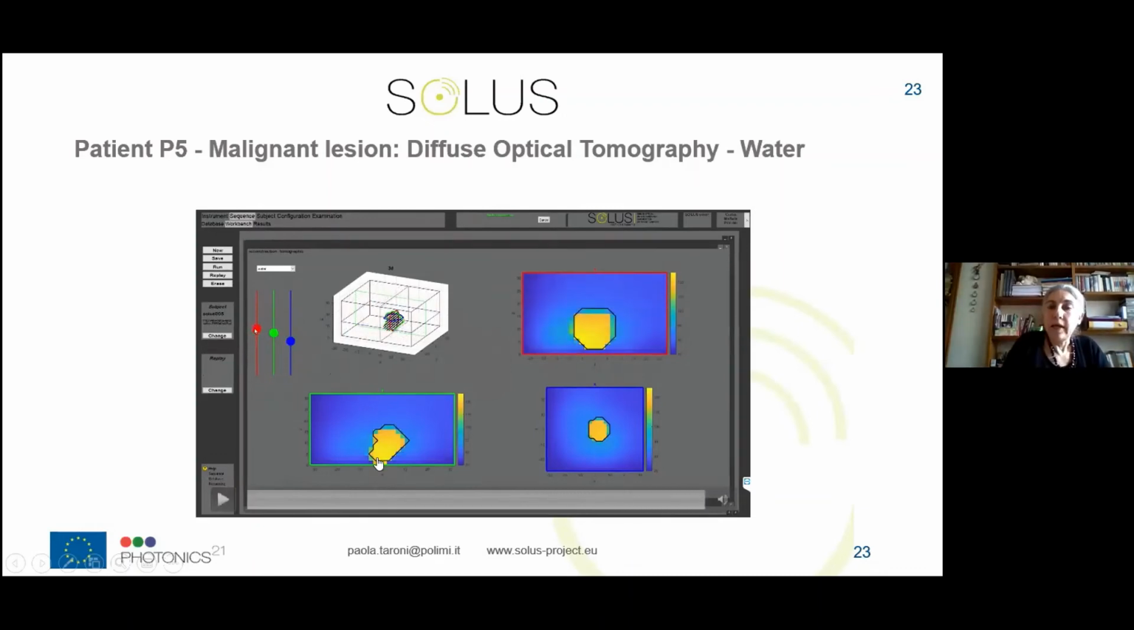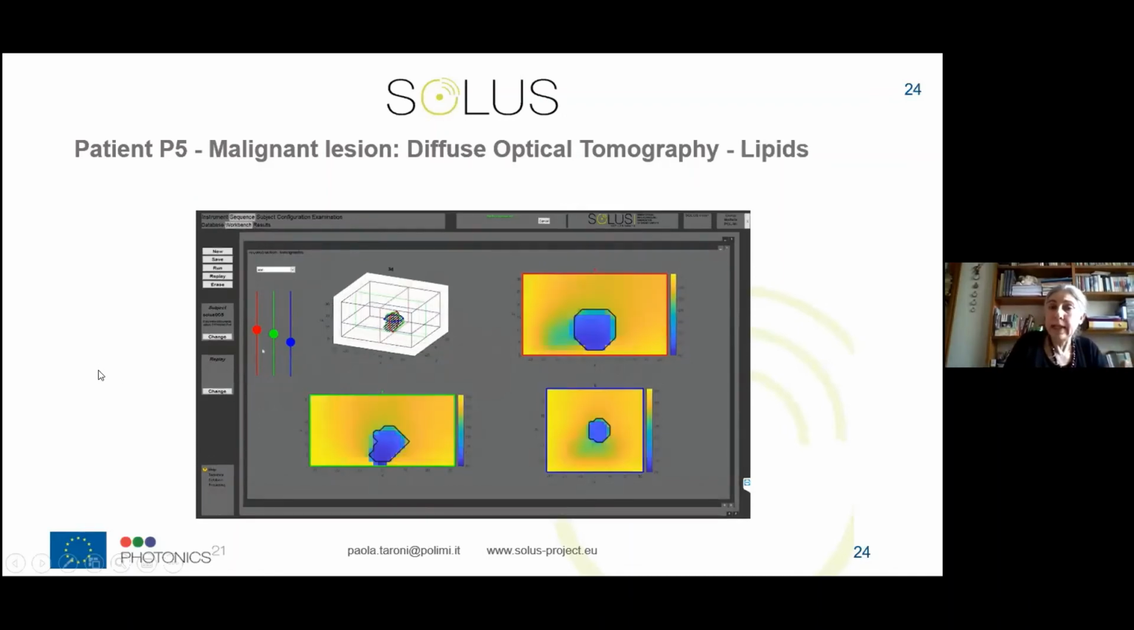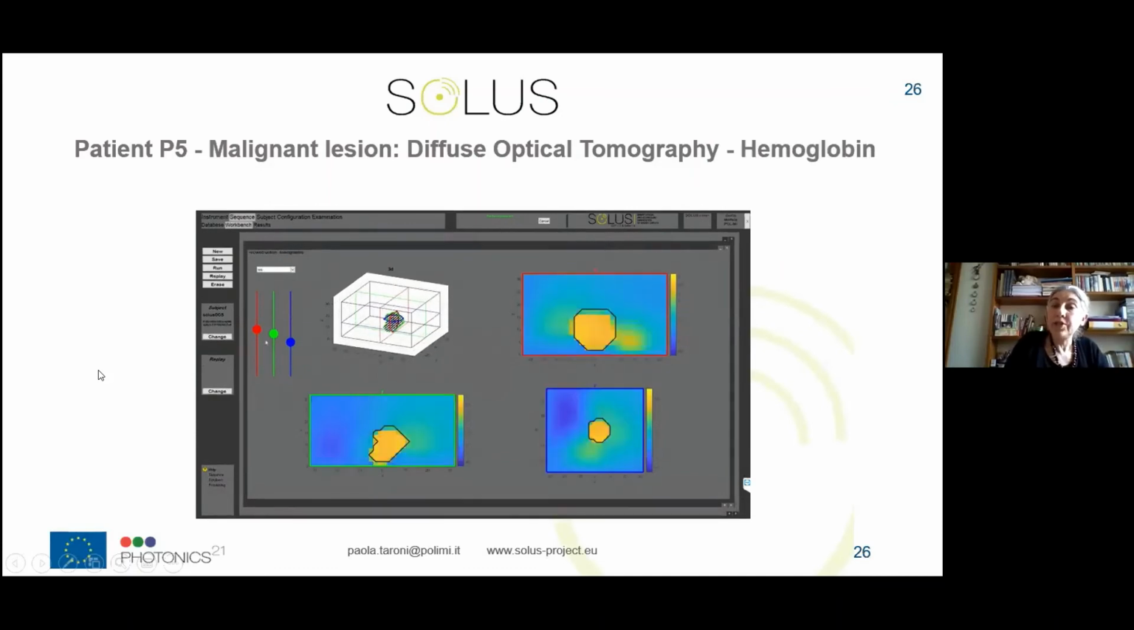We have a higher water content as compared to the surrounding tissue in this lesion, lower lipid content, higher collagen, and higher blood content, higher hemoglobin content. This is qualitative, and then offline we perform a refined analysis to better quantify the lesion composition.